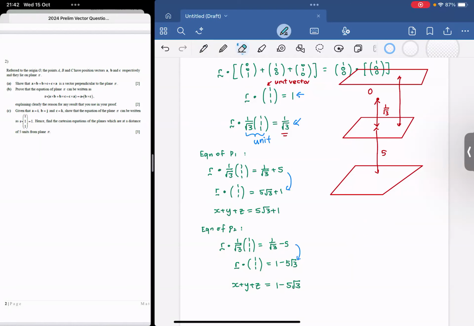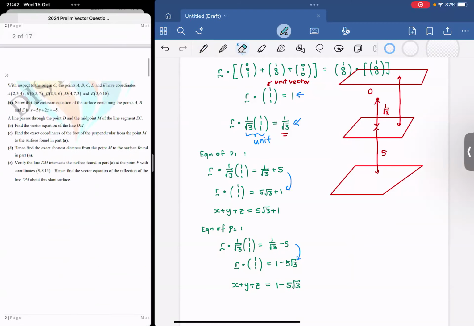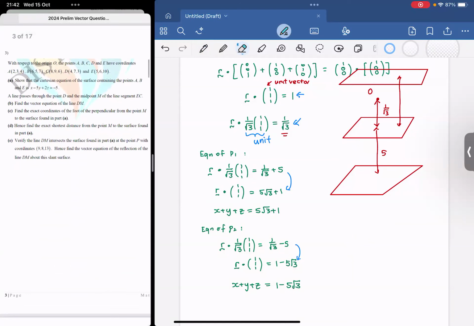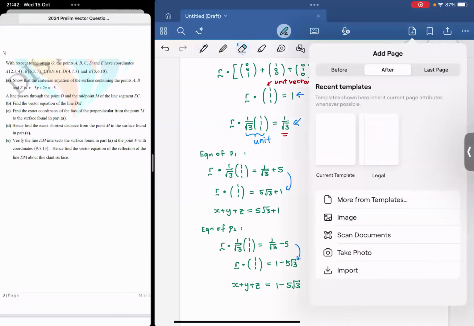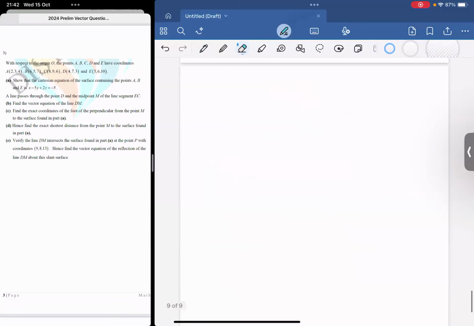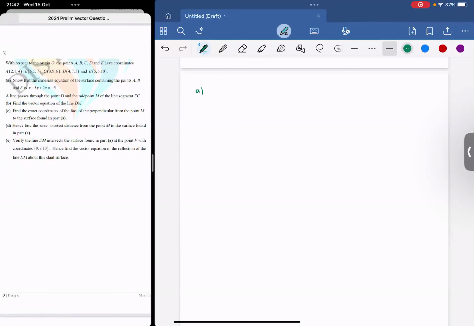Next question. This is from ASR. Got time to finish? Sure got time. With respect to origin, A, B, C, show that the Cartesian equation of the plane containing A, B, E is this. So to form the equation of the plane, we need two direction vectors on the plane. So you either use AB, AE or BE. Okay, so just use AB.